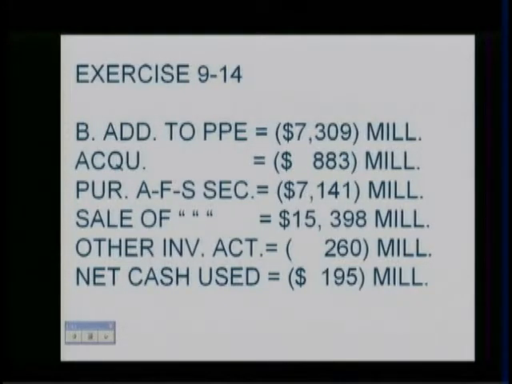In part B, what were the firm's investing activities? That's the slide that's on the screen now. You can see that they bought property, plant, and equipment. They bought available for sale securities. And they cashed in some of their available for sale securities. That's where you get the plus $15 million. So you can tell they used $195 million of the cash that was generated by operating activities in their investing activities.